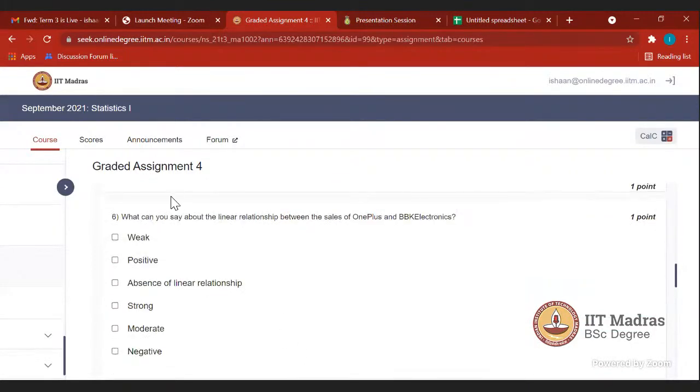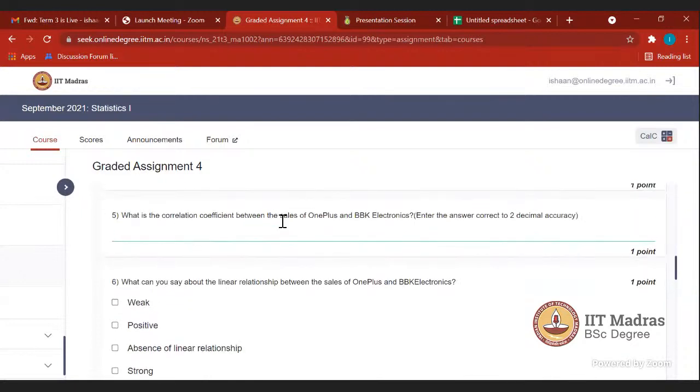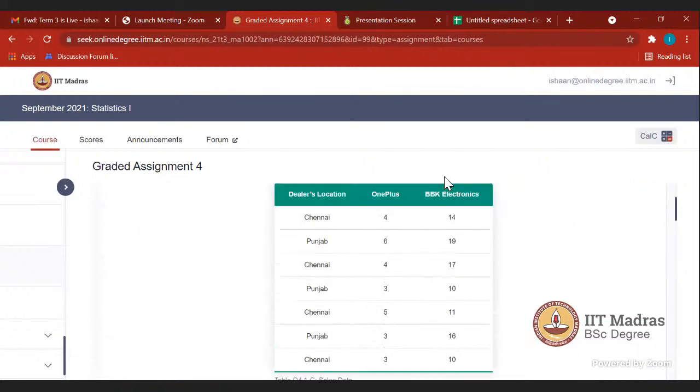Sir, we have a confusion in question number 5. What will be the approach? Can you repeat one by one, please? Question number 5. 1 plus is a numerical variable and BBK is a numerical variable. Just use the formula, covariance divided by the standard deviation of these two, and find the correlation. Sir, in the same assignment, question number 7.